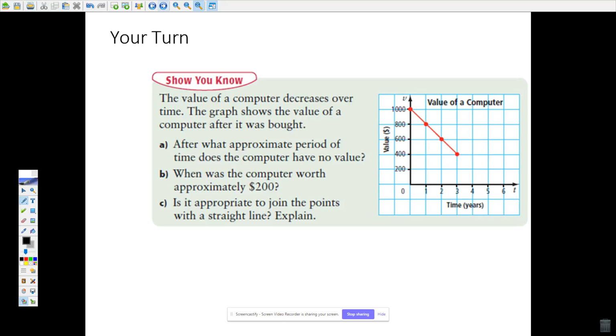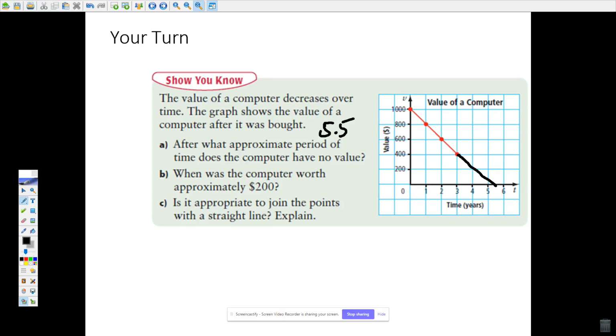Now that you've had a chance to attempt it, let's look at the answer. The first one says, at what approximate period of time does the computer have no value? Here we're going to have to extrapolate. We have to extrapolate down to where the computer will have a value of $0. So we just continue the line all the way down. The computer will have a value of $0 at approximately 5.5 years.